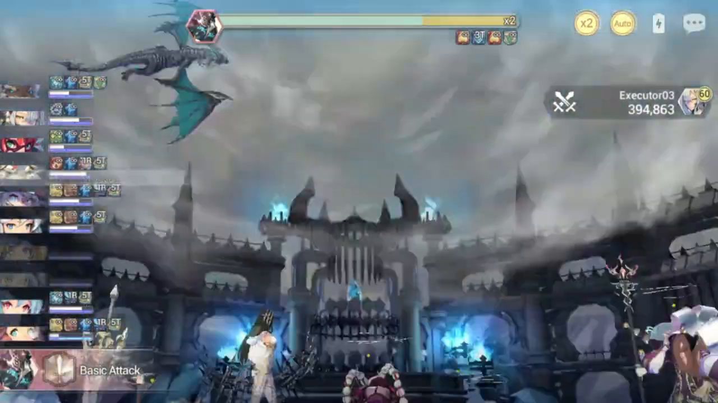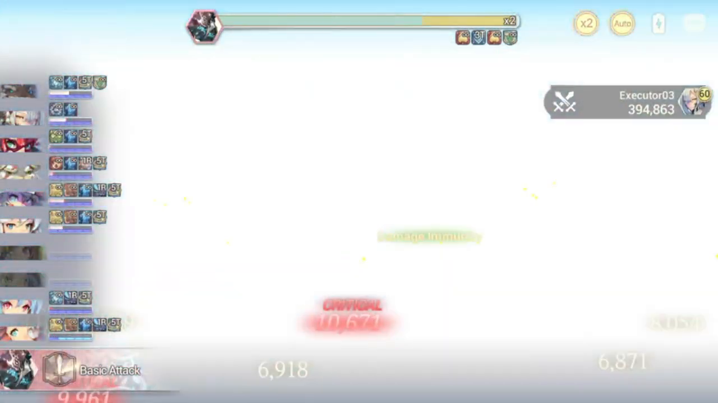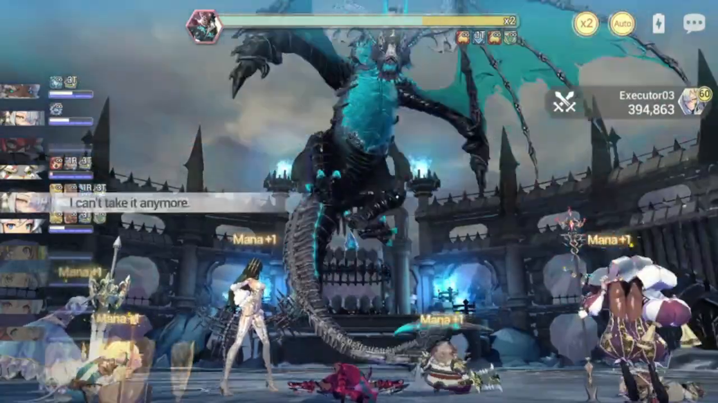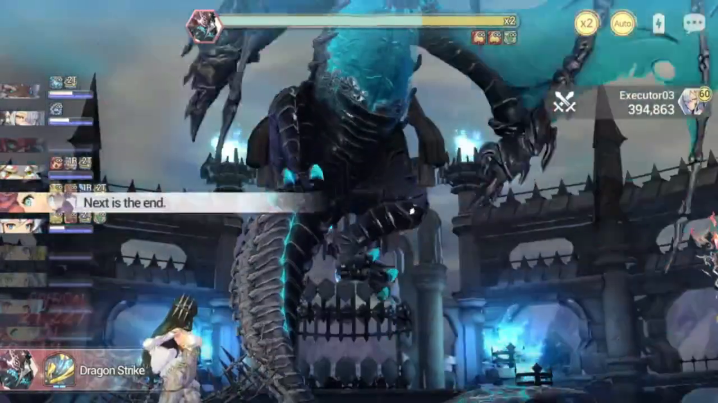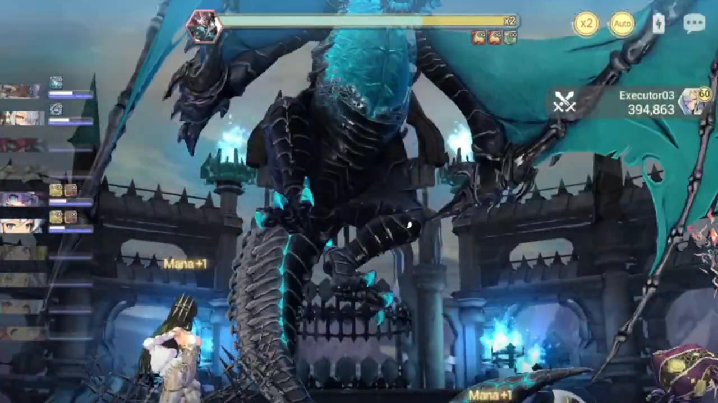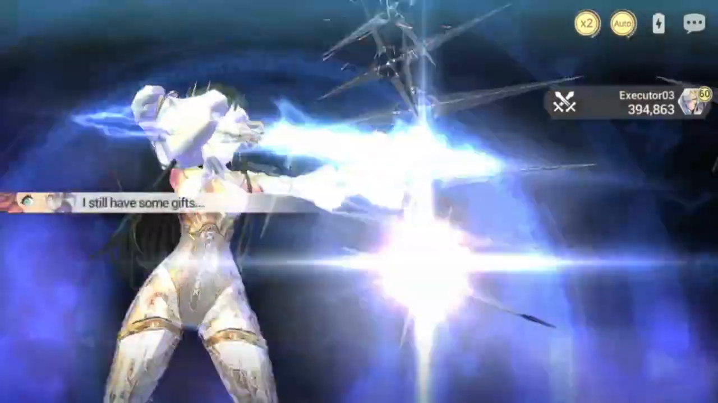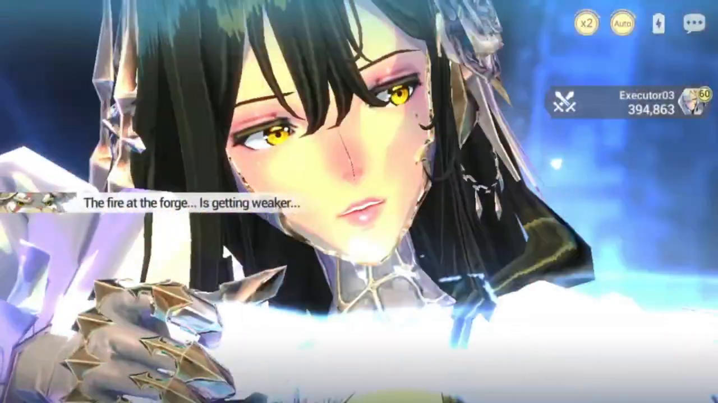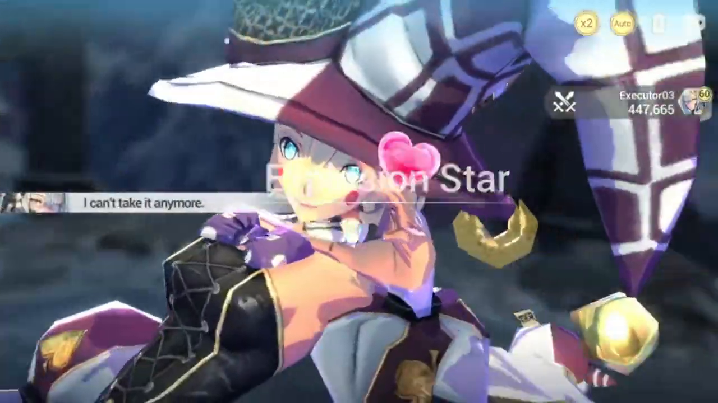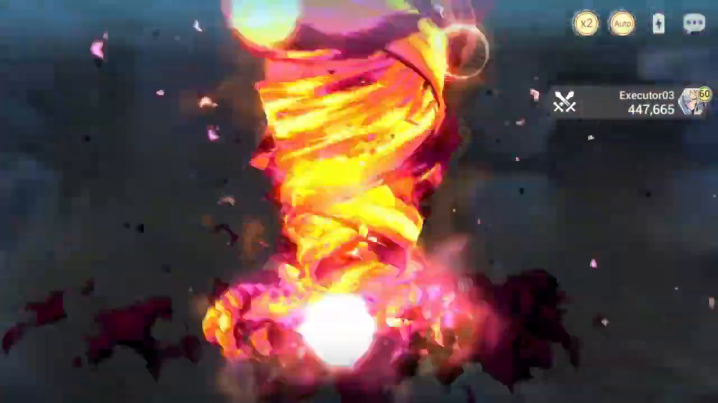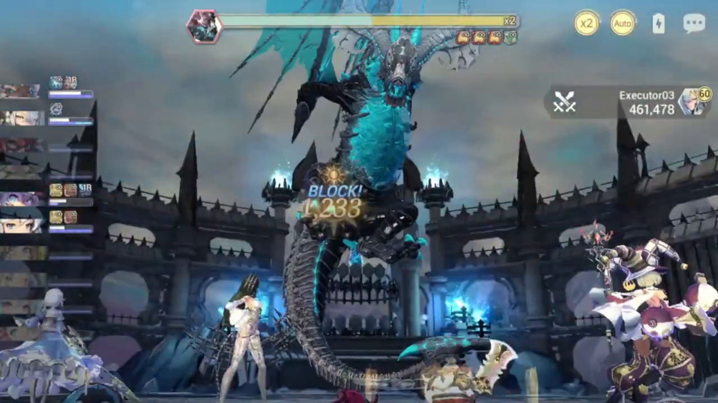So slowly but surely my team is dying. Hopefully I can reach 400. Hopefully. So this is the end of the dragon. Reach 400. Dorca's turn. Yes, I at least reached 400 for this one. I haven't yet passed phase 4 for the dragon.